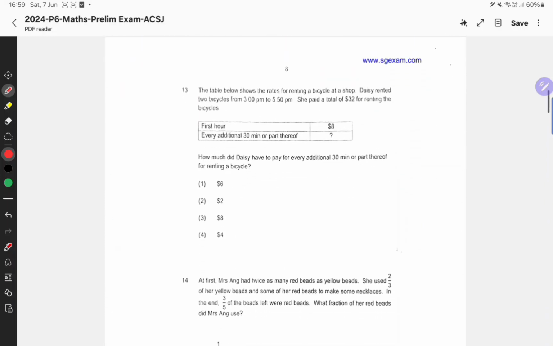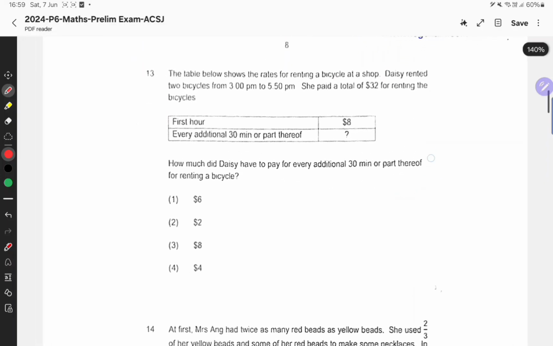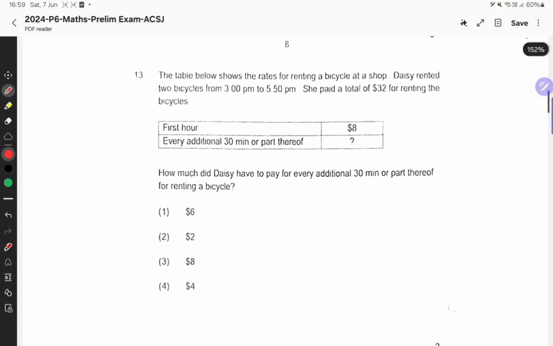Now, next question, question 13. The table below shows the rates for renting a bicycle at a shop. Daisy rented 2 bicycles from 3 p.m. to 5:30 p.m. She paid a total of $32 for renting the bicycles. By the way, this is a very common question, so take note to revise on this kind of question.